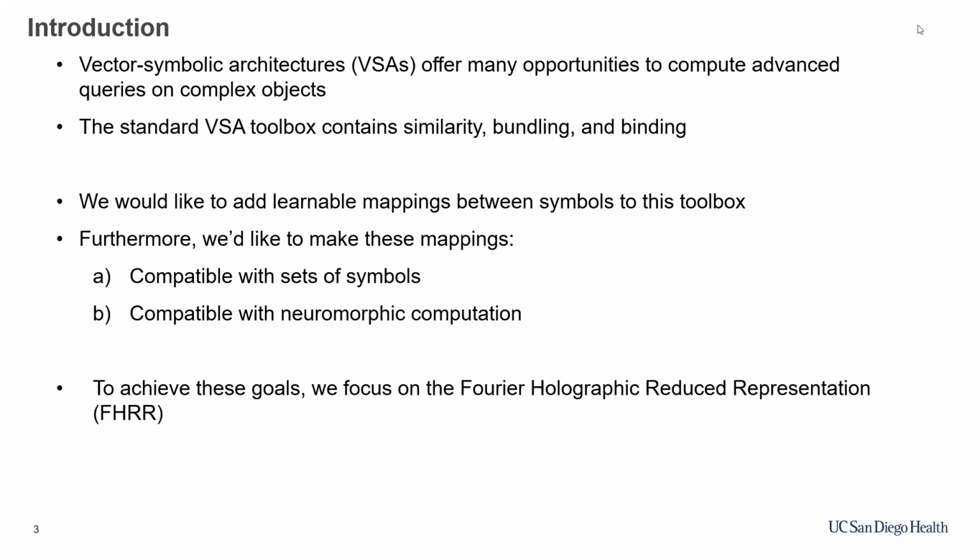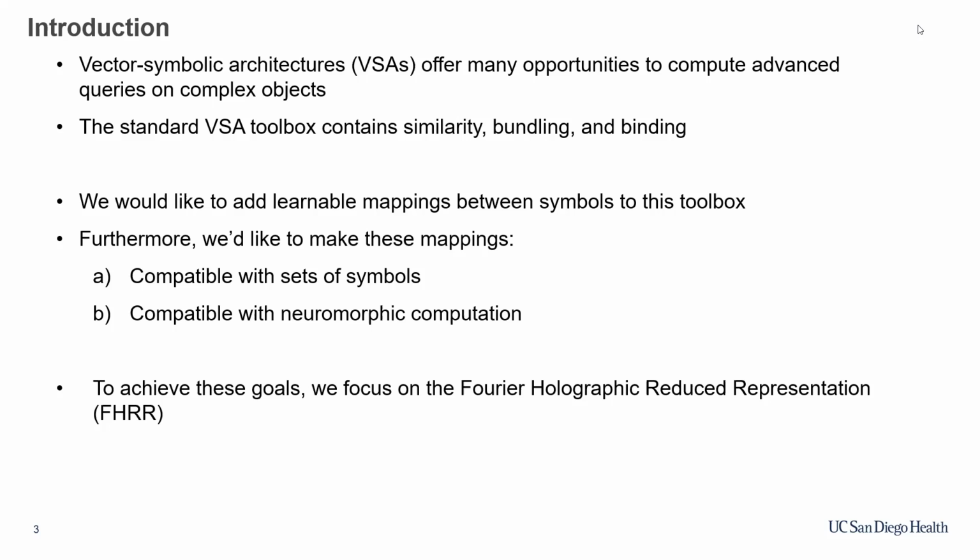I think something that a lot of people are getting interested in now is adding sort of learnable mappings between symbols to this one toolbox that we use to manipulate vector symbols. And beyond just a simple mapping of one symbol to another symbol that we can learn, I'd like to make these mappings compatible with sets of symbols. So taking groups of symbols and being able to map them to a single or a couple symbols that are at the output. And we'd also like to make this computation compatible with neuromorphic systems.